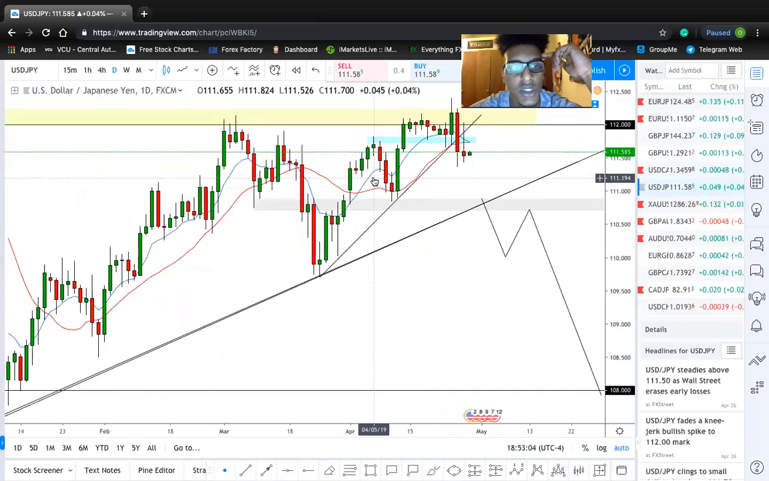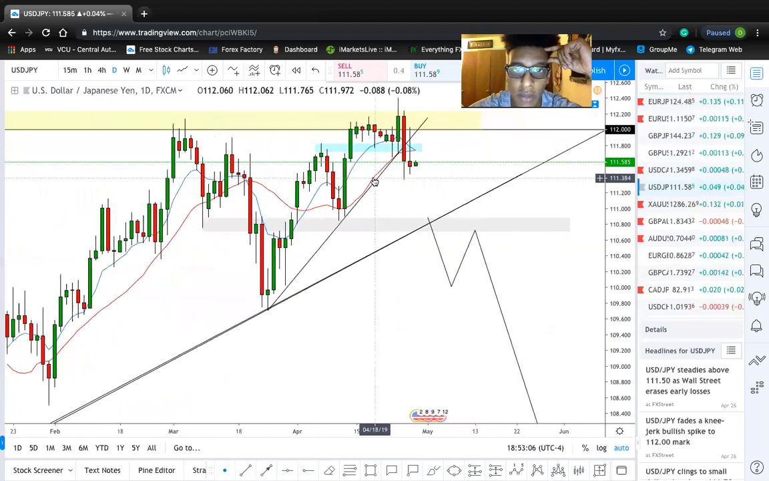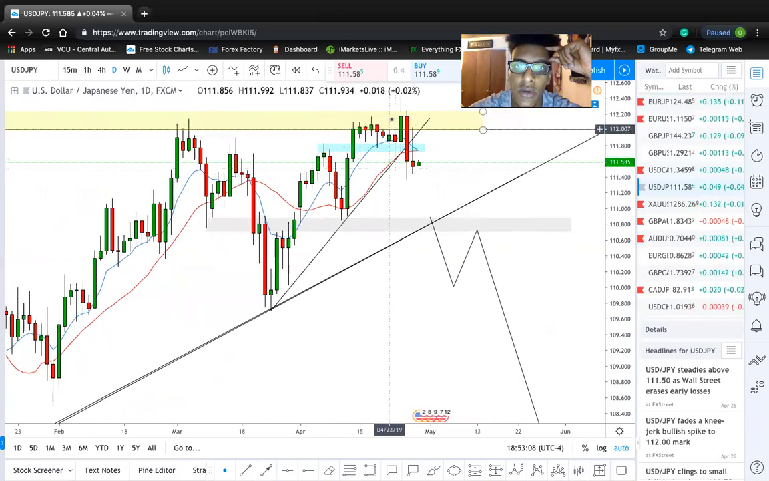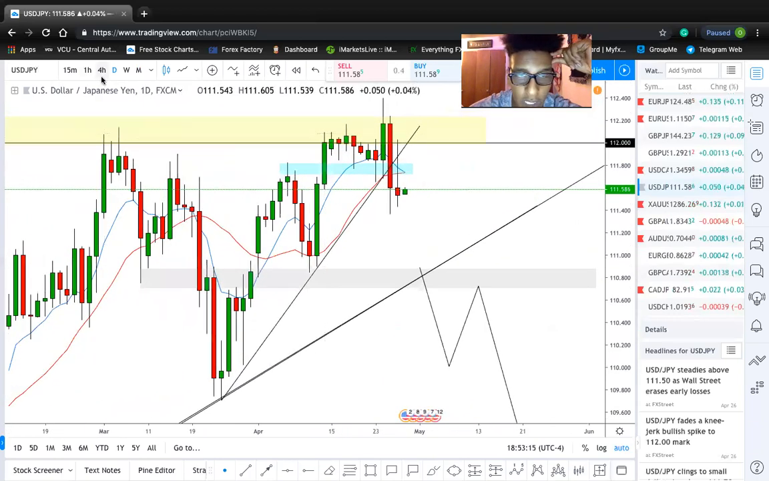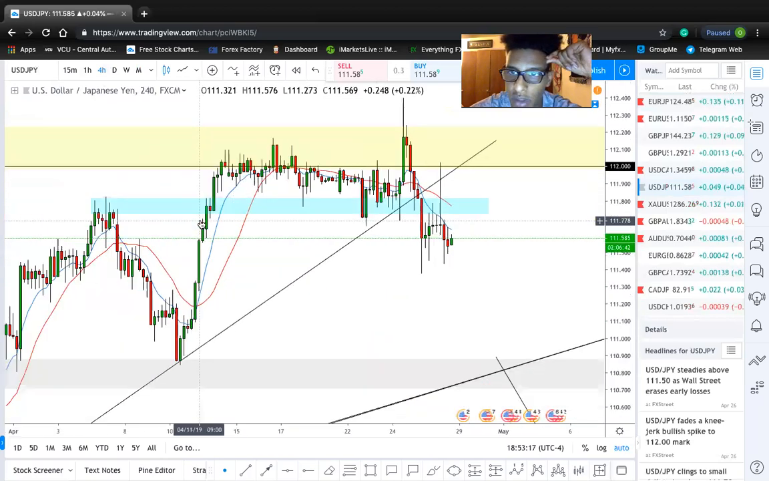Okay, so essentially, the market's like a book. You have to be able to read the chapters, and what the words are telling you, in order to understand what's going on. So essentially, you've got to be able to move down to lower time frames and read what the market's telling you.